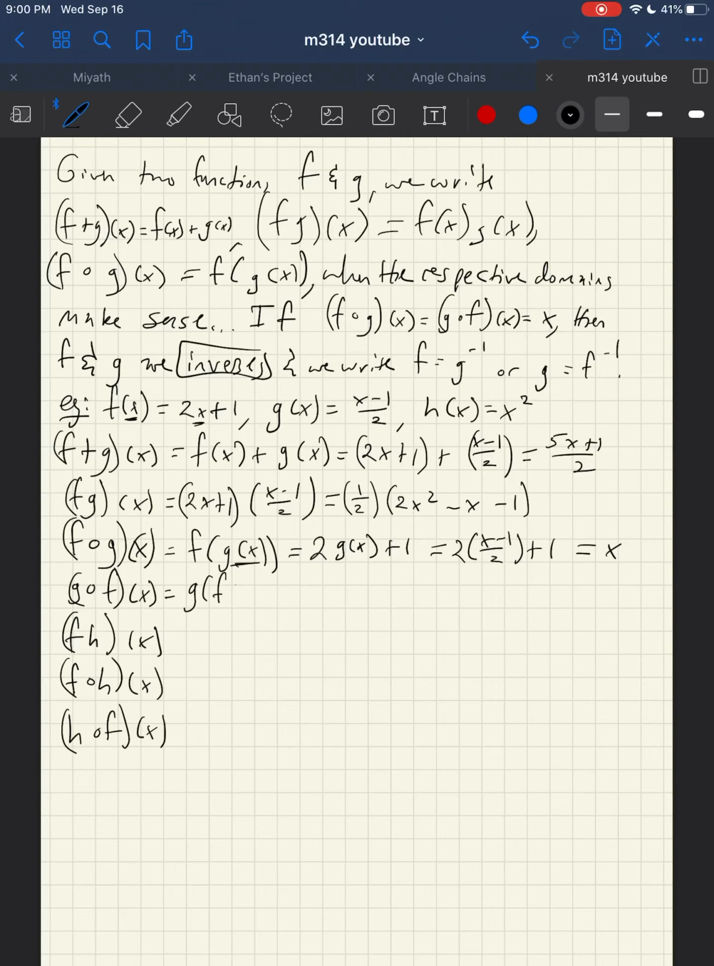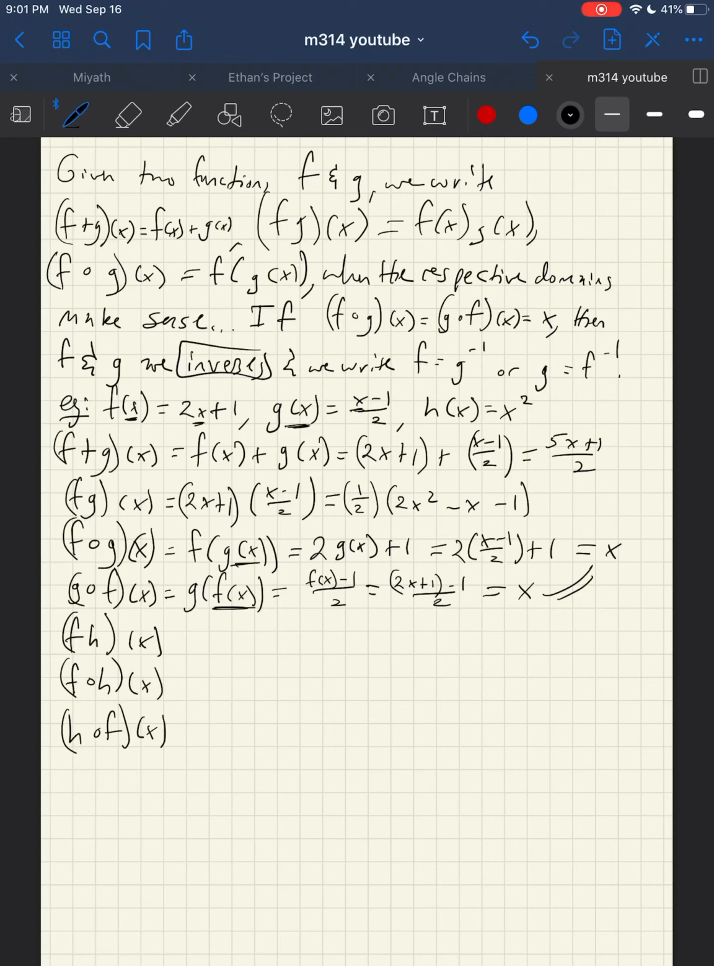To do g of f of x, this is g of whatever the input is. So what do we do with g of x? G of input is you take the input, subtract 1, divide by 2. So this is f of x minus 1 divided by 2, which is 2x plus 1 minus 1 over 2, which again is x. Okay? Since these two are equal, that means f and g are inverses.